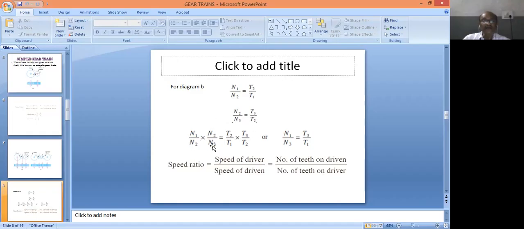Comparing all the ratios, we get N1 by N3 equal to T3 by T1. That is, the speed ratio is similar to the simple gear train: the speed of the driver divided by the speed of the driven equals the number of teeth on the driven divided by the number of teeth on the driver. What we infer from this ratio is that the intermediate gear has no effect on the speed ratio. It is used just to have the follower rotate in the desired direction.